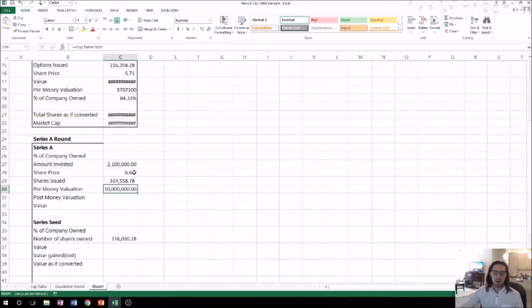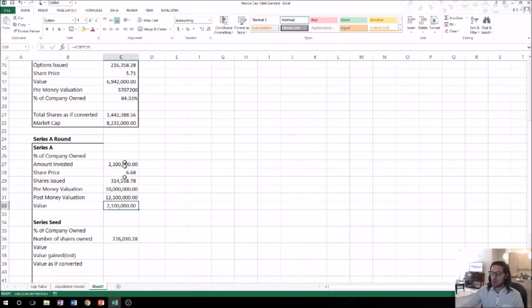After that, we can go into post-money valuation, which is pretty simple. It's just the pre-money plus the amount invested. That's 12.1 million. It should equal the amount invested, so just as a check, let's do the share price times shares issued, and for that we get 2.1 million, which is exactly what we invested. We'll use this value in the Series B, so it's not completely redundant.